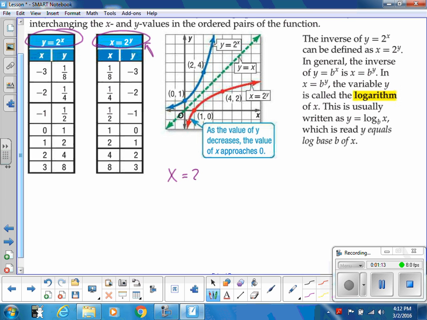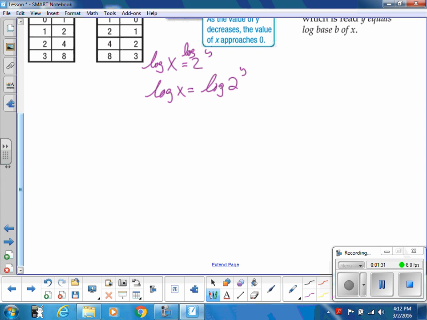Well, if you take x equals 2 to the y, we're going to take the log of both sides. So I would get log of x equals log of 2 to the y. Then we can pull the y out front. So log of x equals y times the log of 2. And the log of 2, well, that's just a constant. That's just a number. So I divide both sides, and I get y equals the log of x over the log of 2.